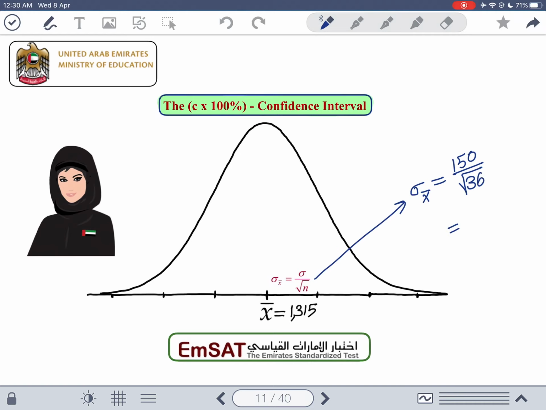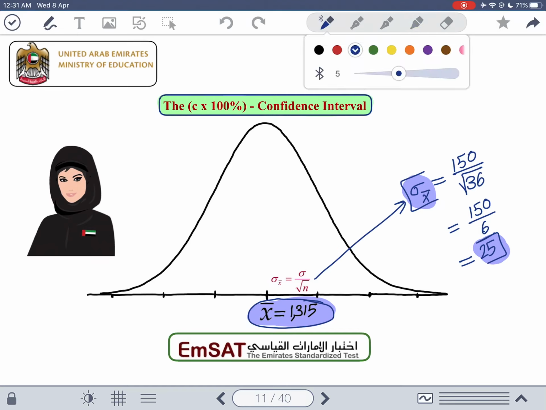Very nice. So this will be 150 over 6. And if you do it, I believe you get 25. Yeah, you can check on your calculator. Definitely it's 25. So now, what does she have? She has the sample mean, and she has the standard deviation of sample means. So she now wants to create her 95% confidence interval. Look at what she will do.